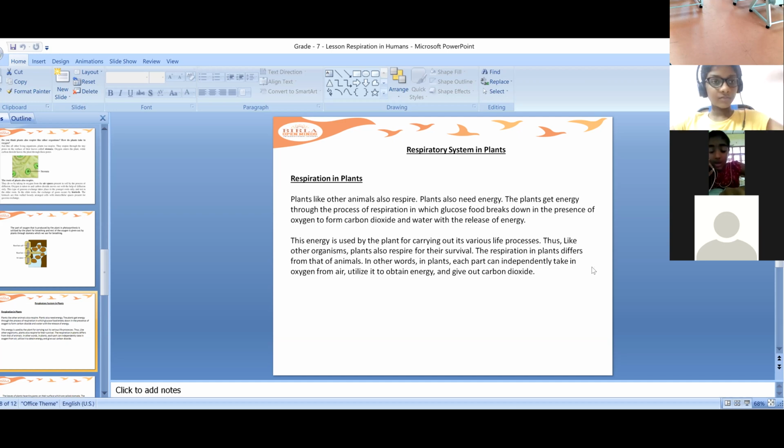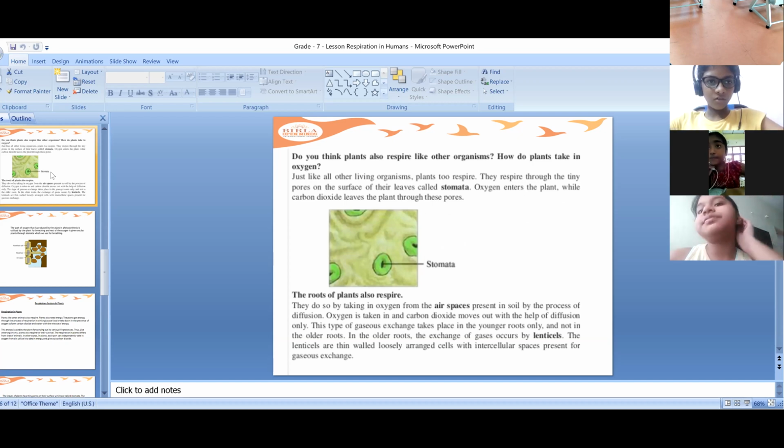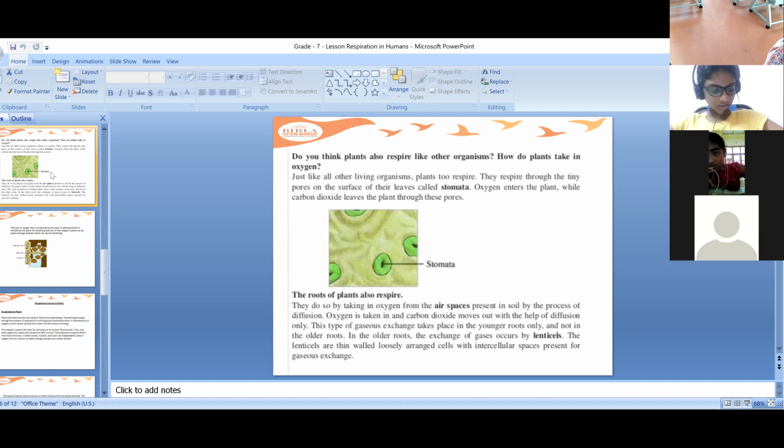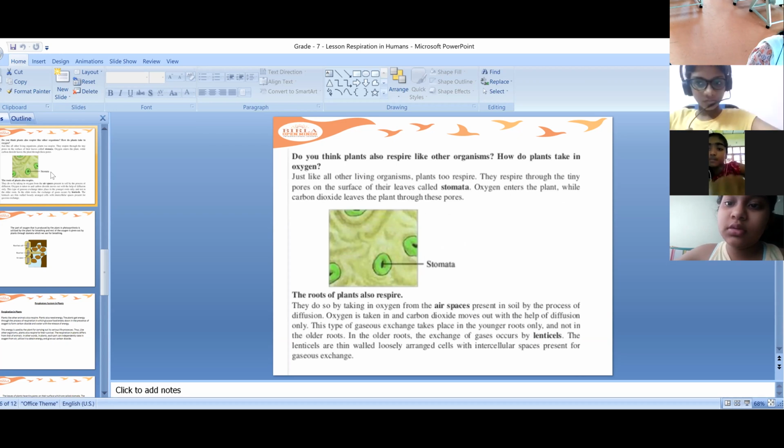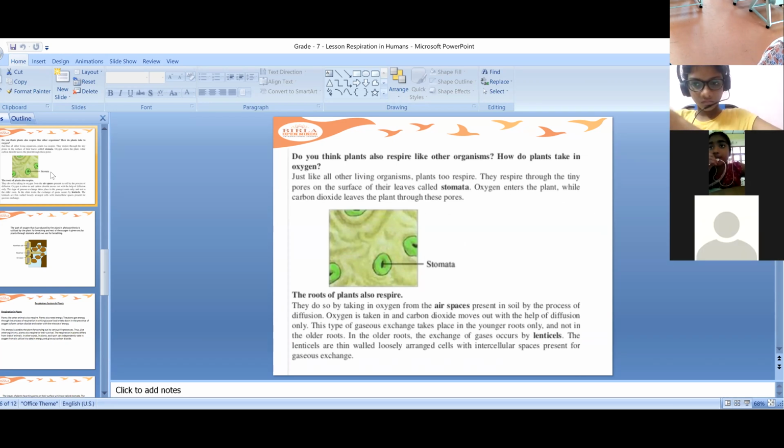Here, if you see this, plants also respire. If you see the small tiny openings, the stomata, they are guarded by guard cells, which are bean-shaped cells. This is the stomata. The oxygen enters the plant while carbon dioxide leaves during respiration. But in photosynthesis, carbon dioxide enters the plant and oxygen is released from the plants.